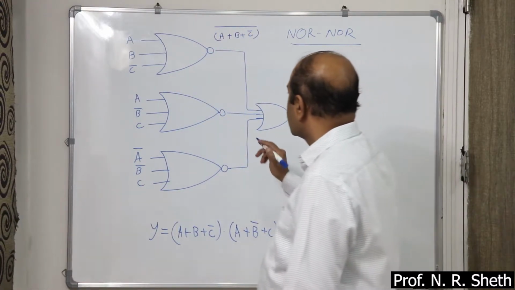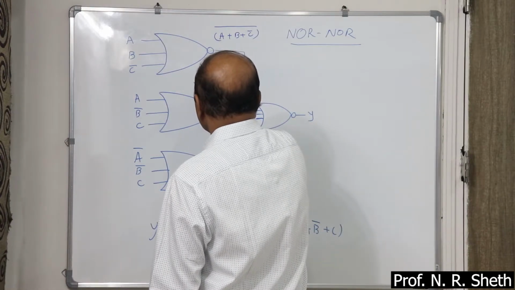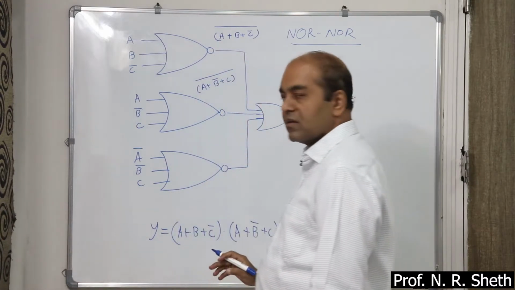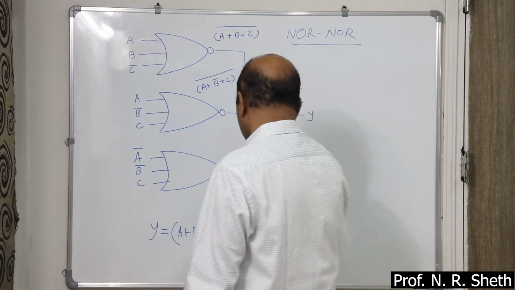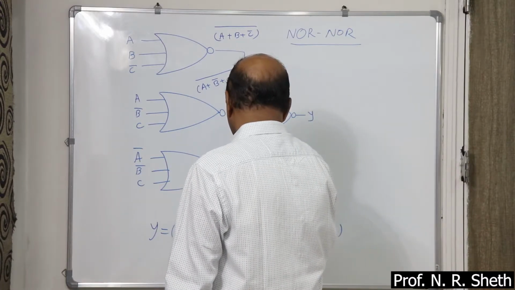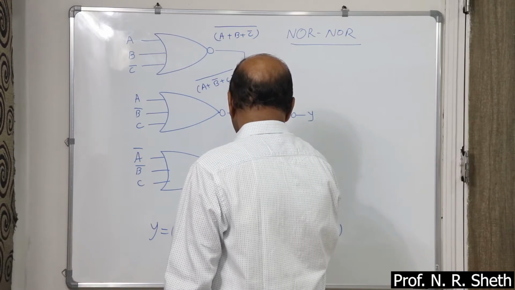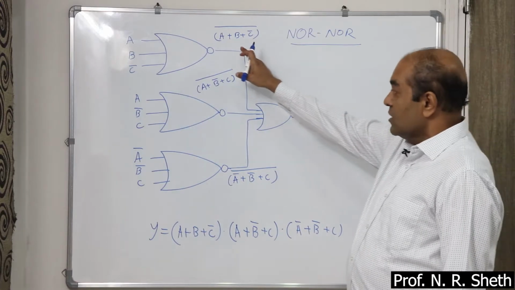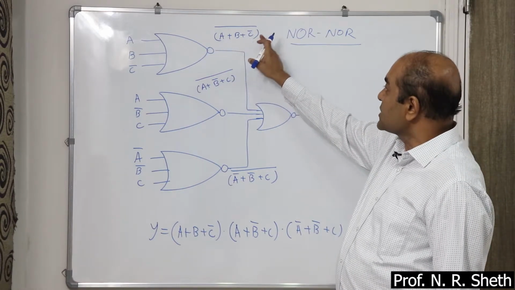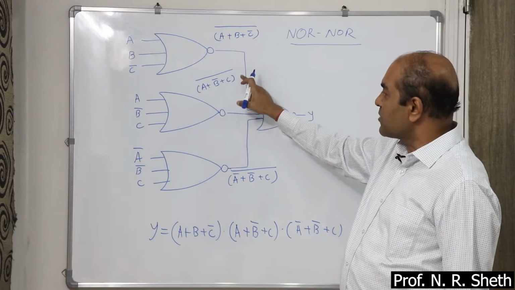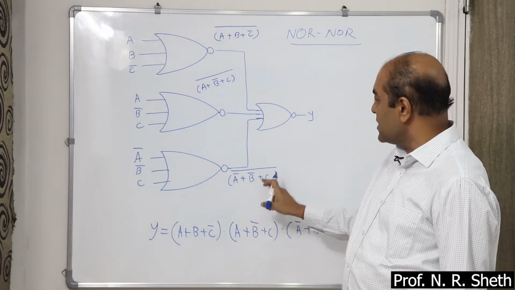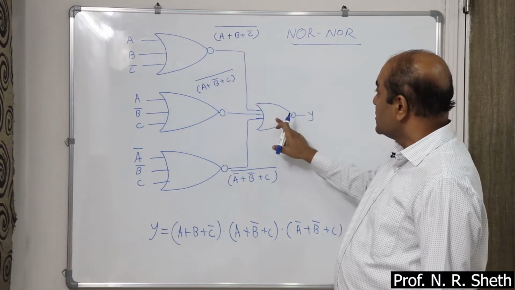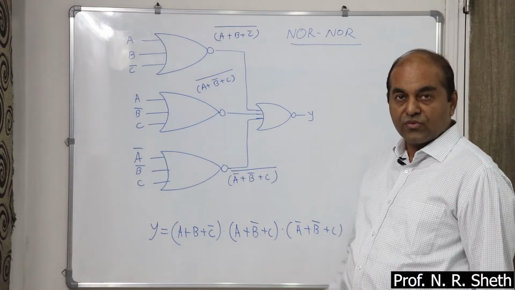For this gate, A plus B bar plus C whole over bar. And for this one, A bar plus B bar plus C whole over bar. NOR gate application: A plus B plus C bar whole over bar, A plus B bar plus C whole over bar, A bar plus B bar plus C whole over bar. Now, these three outputs are the input for this gate.